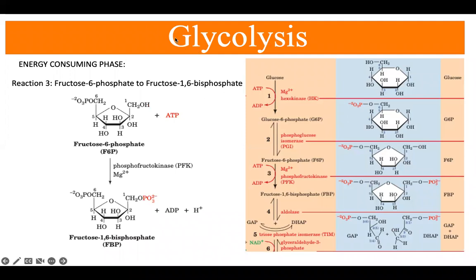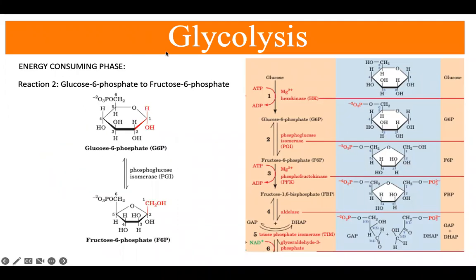So after the glucose 6-phosphate has been formed, sorry, this is the second one. I have to go to this one. So the second reaction is when an enzyme called isomerase acts on the glucose 6-phosphate and converts it into fructose 6-phosphate.